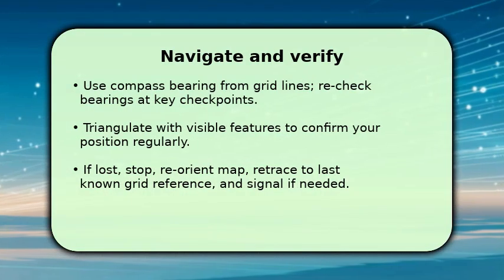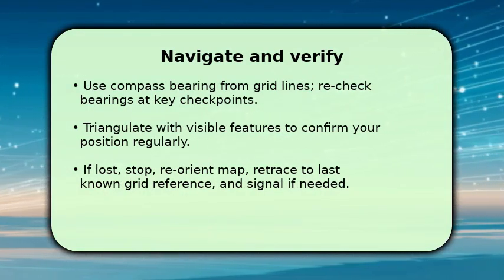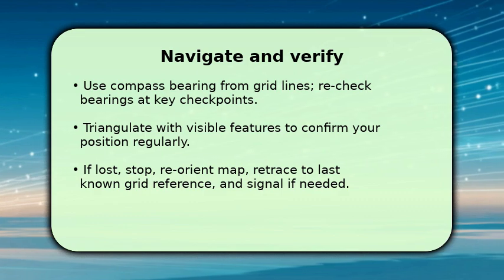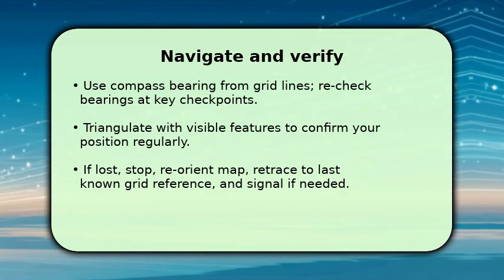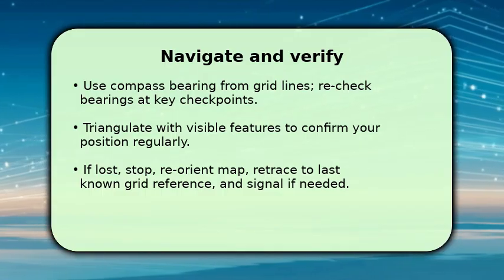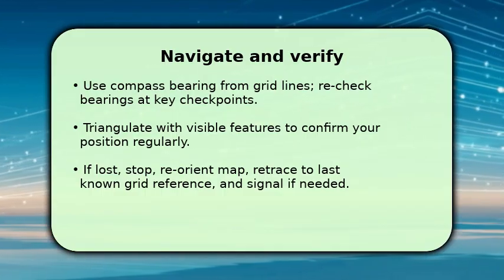You follow the route by taking compass bearings from the map's grid and adjusting for local magnetic variation if necessary. Once moving, verify your location often by triangulating with 2 or 3 visible features. This confirms you're on track.